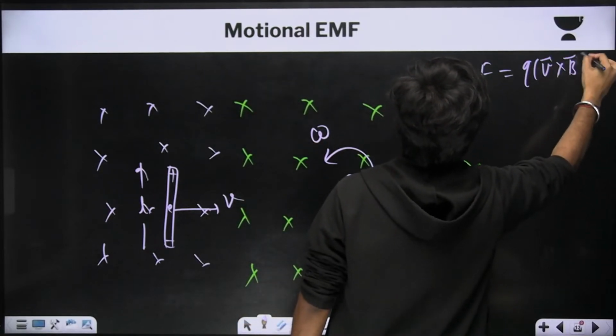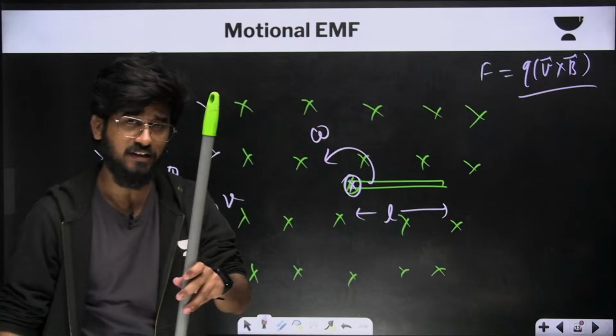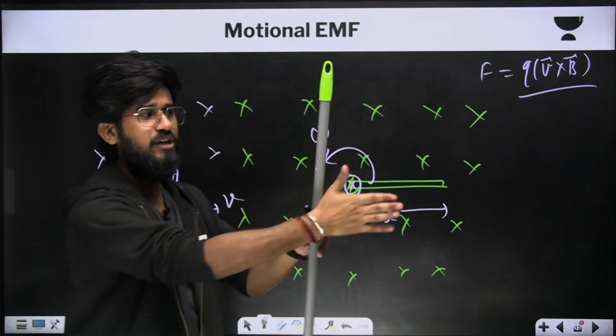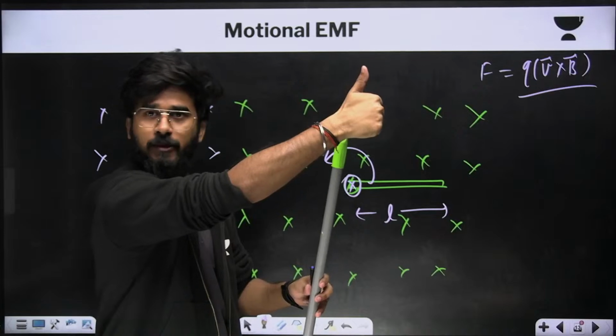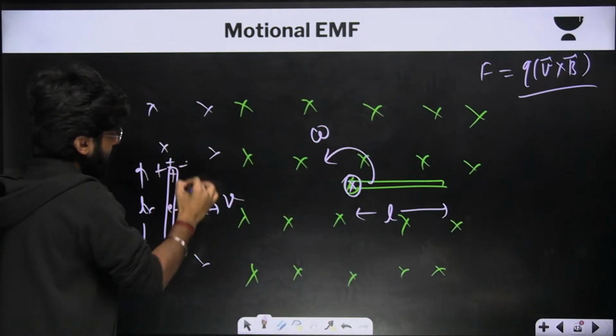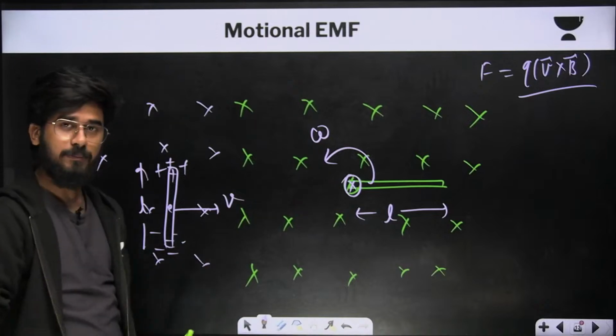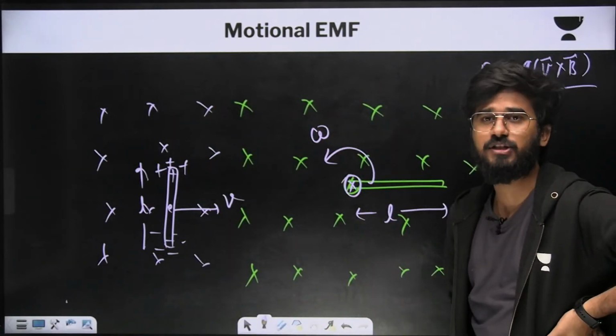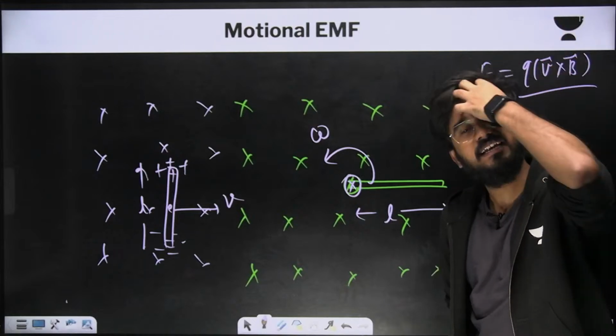F equals qV cross B, right? If a rod is moving in this direction, it means all the charges are moving in this direction. So V cross B means the magnetic force is upwards. It means positive charges will go upward, and this is positive and this is negative. There is a charge separation: positive charges are upwards and negative charges are downwards.